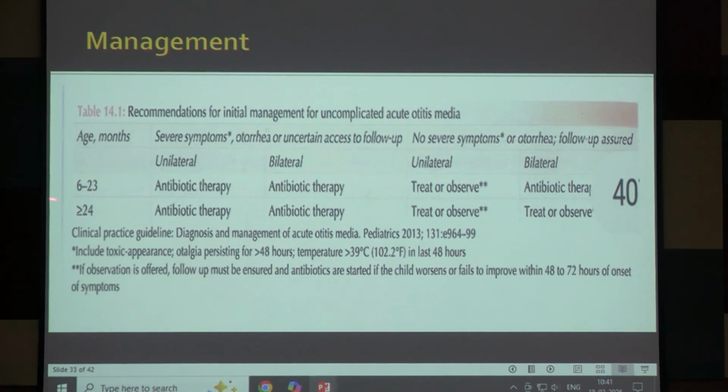But in the less than 2 years age group, if there is bilateral otitis media, antibiotic is to be given, but in unilateral cases we may give antibiotic or may not. We will observe the child, and in observation, follow-up is to be done every 48 hours.